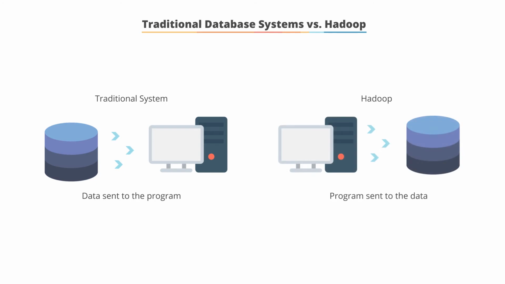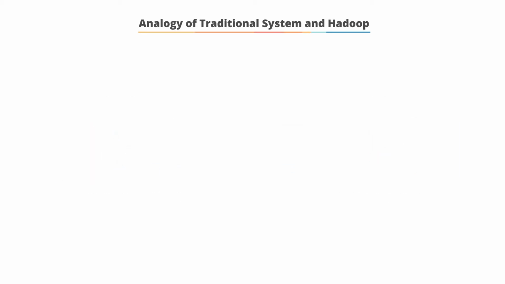Hadoop brought a very radical approach. In Hadoop, the program goes to the data, not vice versa. It initially distributes the data to multiple systems and later runs the computation on whatever nodes wherever the data is located. Let's look at an analogy of a traditional system and Hadoop.